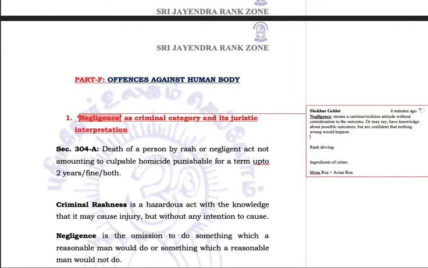Mens rea is guilty mind, isn't it? That you should have a guilty intention. Negligence is that you are unaware. Guilty mind automatically means awareness, that you should be aware of what you are doing. But negligence means you are not aware of what may happen. But negligence is treated as a special case, though there is actually no mens rea.